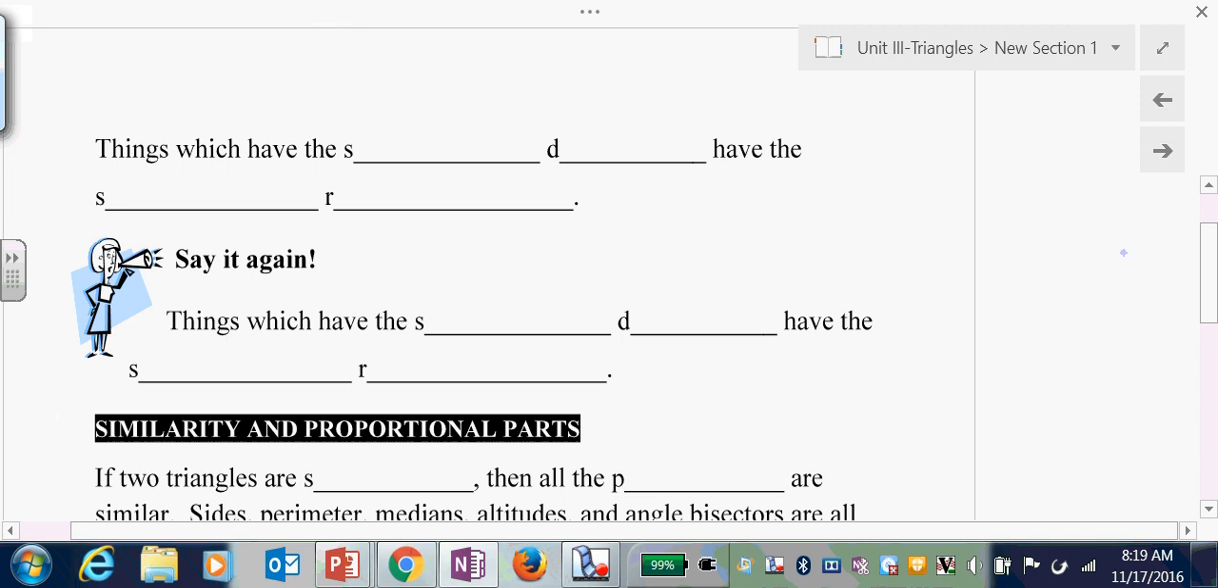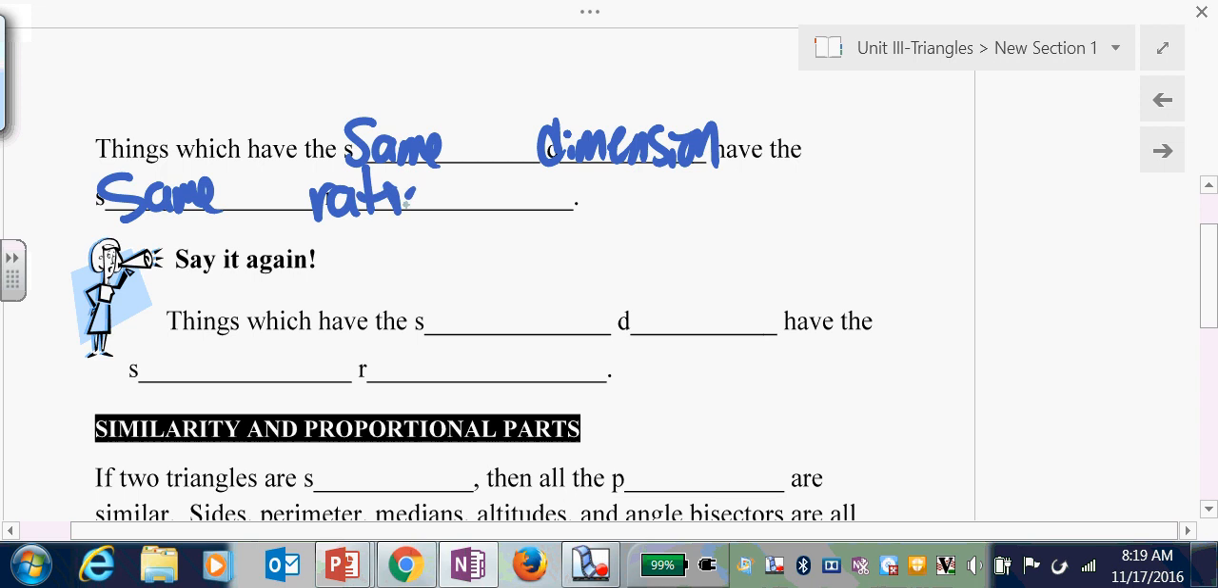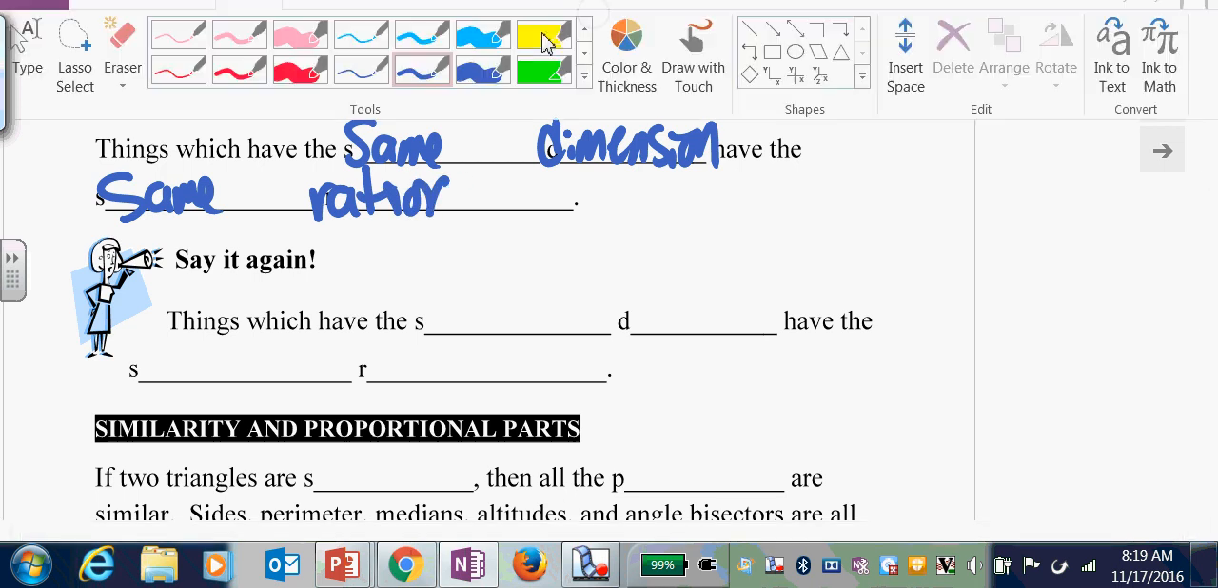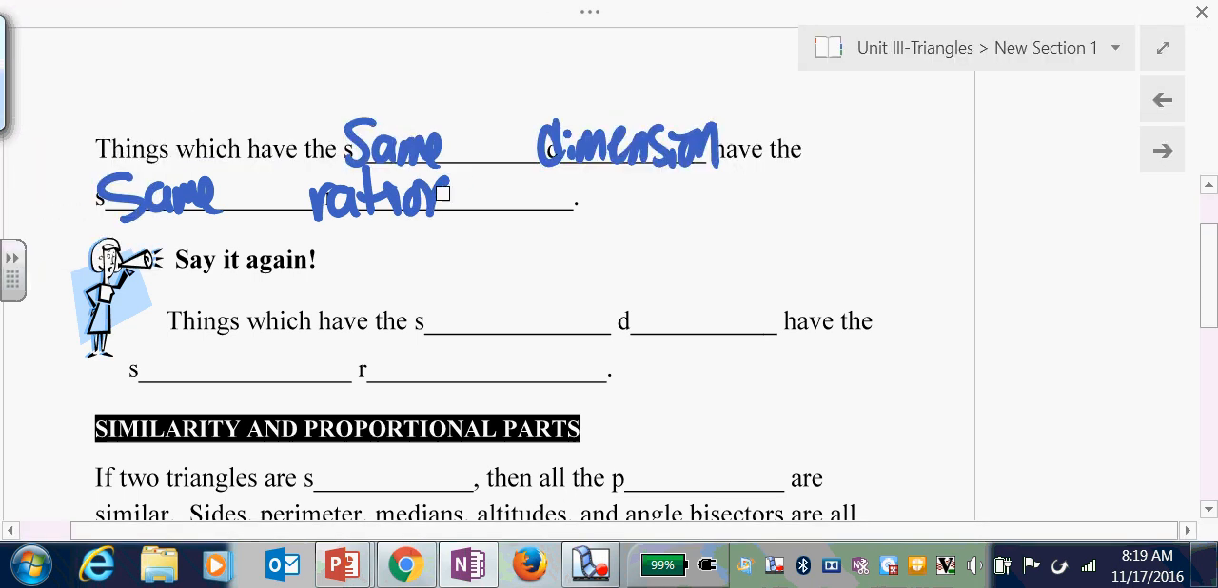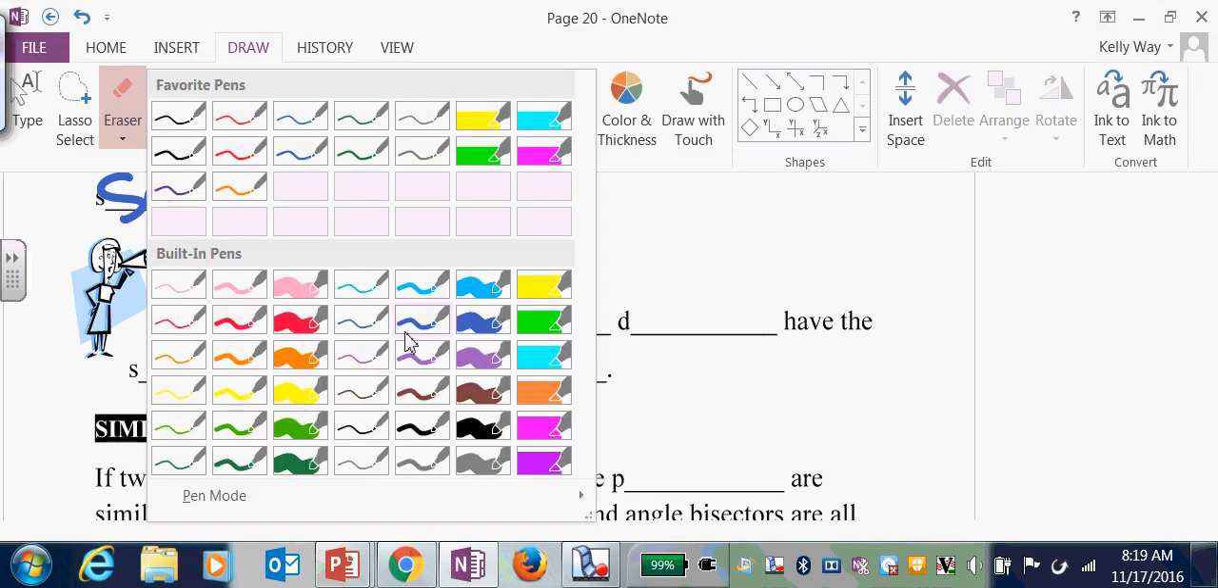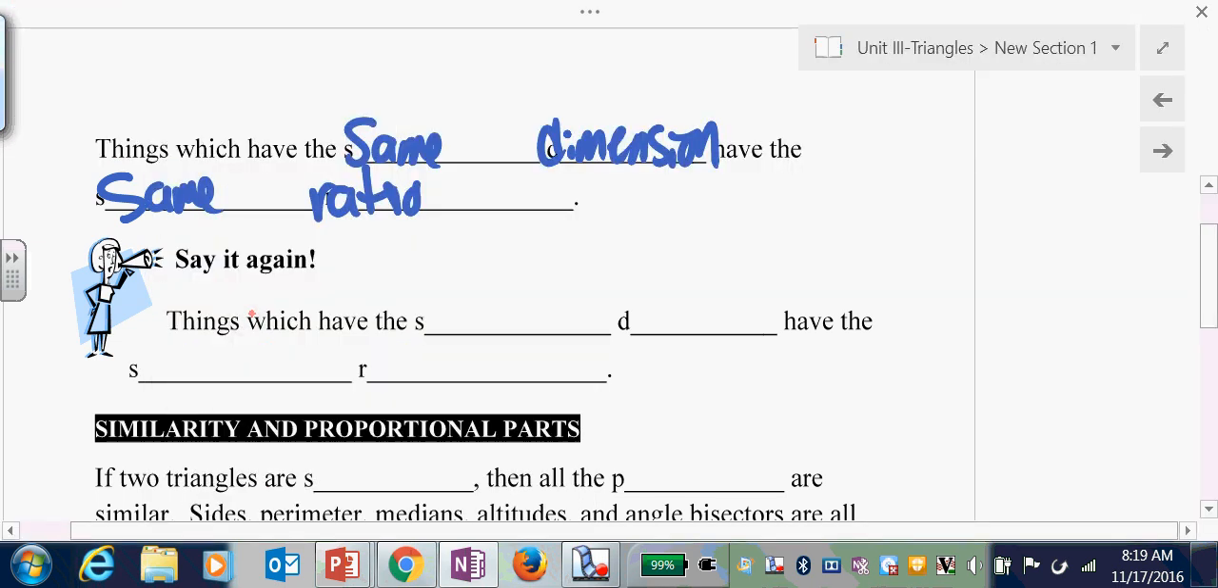Which leads us to this concept. Things which have the same dimension have the same ratio. Things that have the same dimension have the same ratio. I'd like you to say it out loud to yourself again and fill this out yourself.